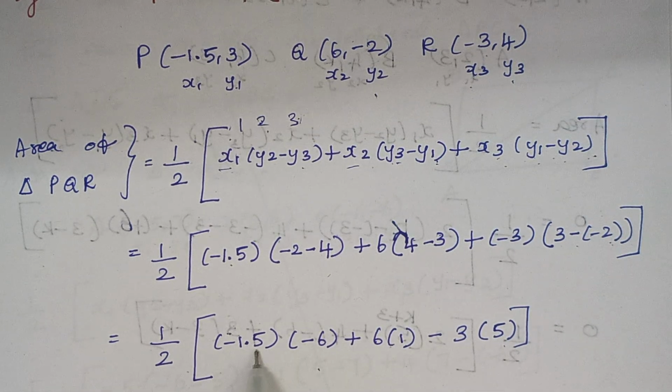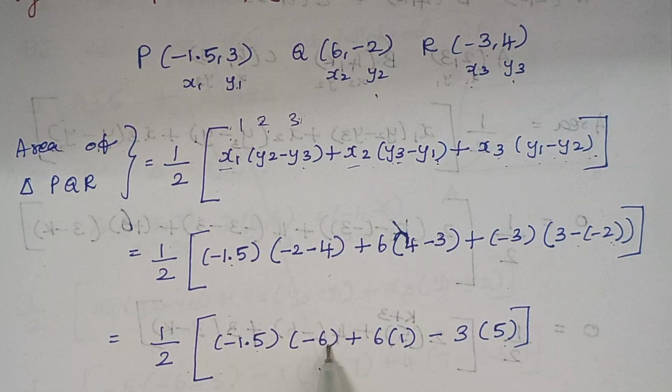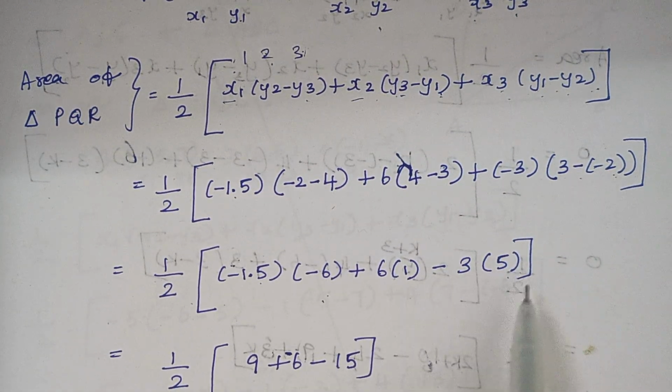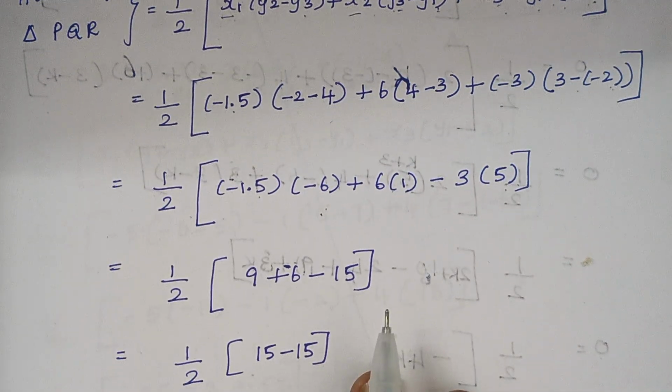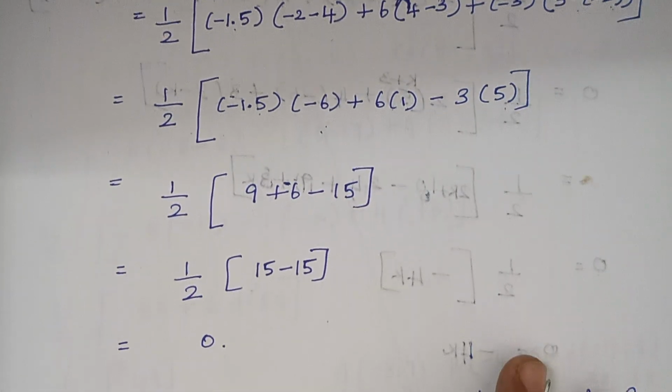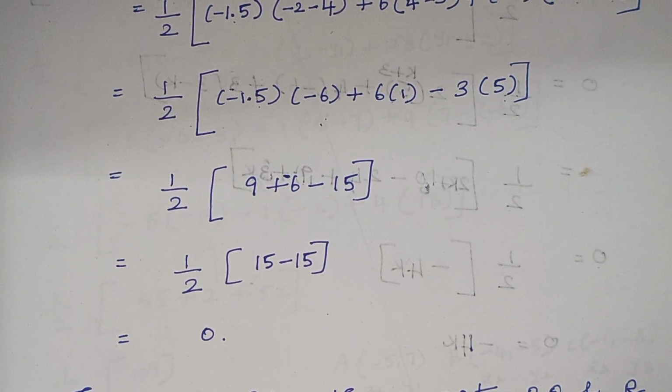So minus 1.5 into minus 6, right? Minus 2 minus 4 gives minus 6. So once you multiply, you got the answer as 9 and 6 into 1 gives 6 and minus 3 into 5 gives minus 15. So once you simplify, we get the answer as 15 minus 15, that is 0. So here area of the triangle PQR is 0.